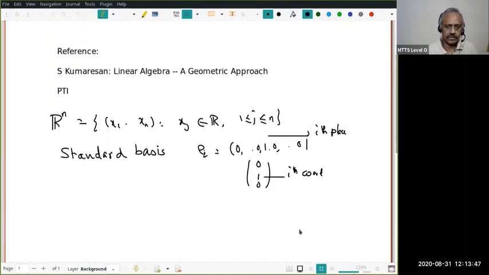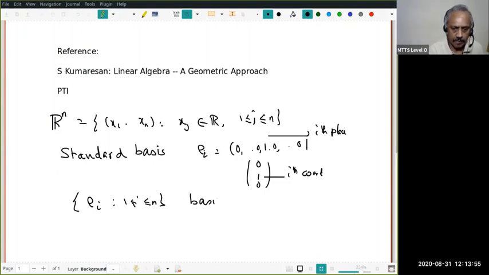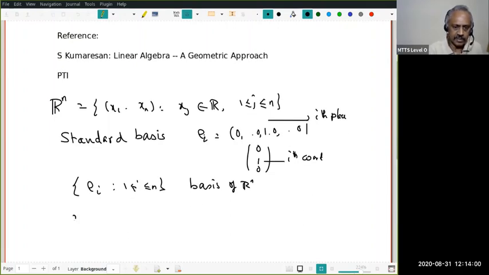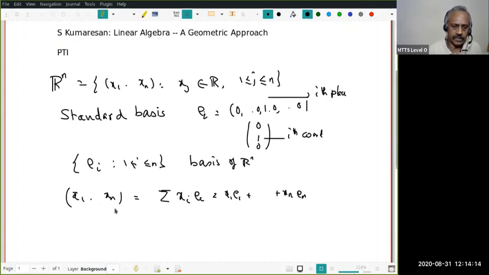So we know that this collection ei, 1 less than or equal to i less than or equal to n, is a basis of Rn. It's very easy to check by definition, because any given x1, x2, ..., xn is nothing other than the summation of xi times ei, that is x1 e1 plus ... plus xn en. And so you have written every other vector as a linear combination of these vectors. Therefore, ei is a spanning set. And then you want to say it is linearly independent.